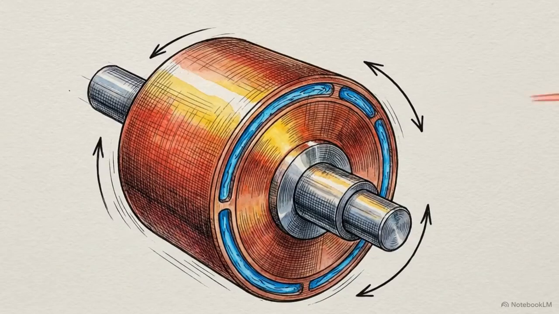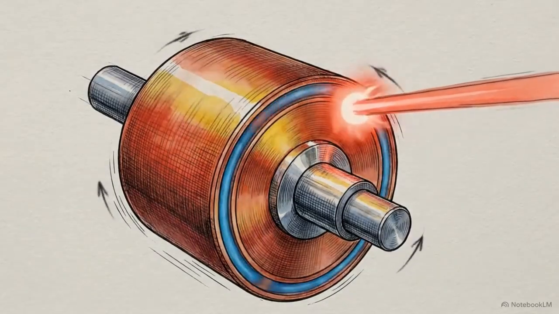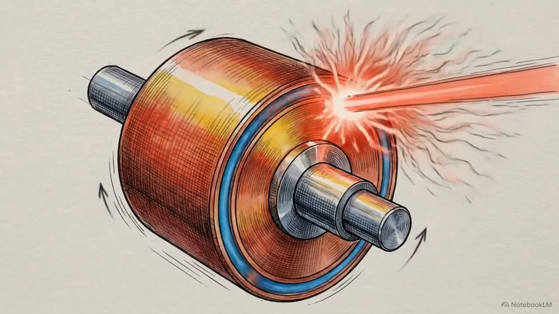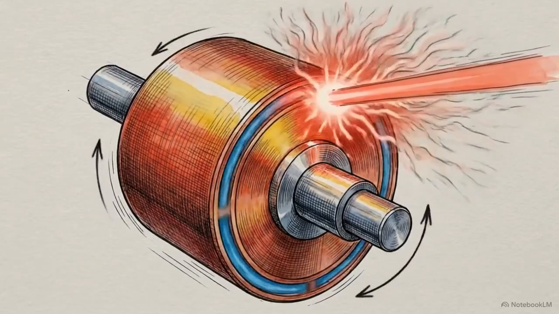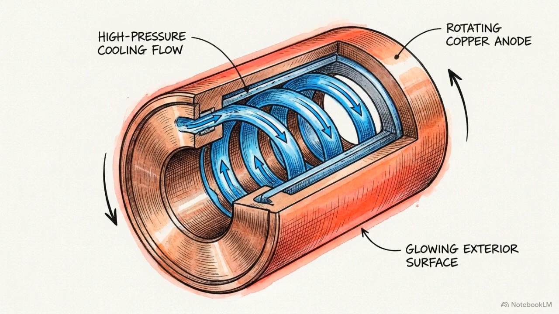The thermodynamic cost of this generation is severe. Over 99.8% of the electron bombardment energy is converted directly into heat. To prevent the target from melting, laboratory systems rely on water-cooled anodes spinning at 10,000 revolutions per minute.